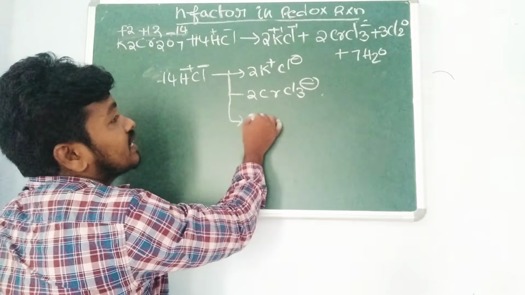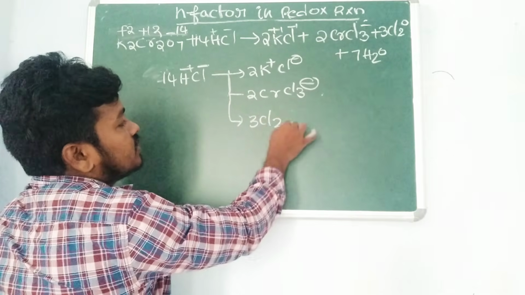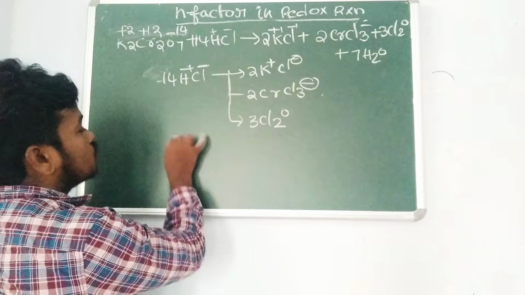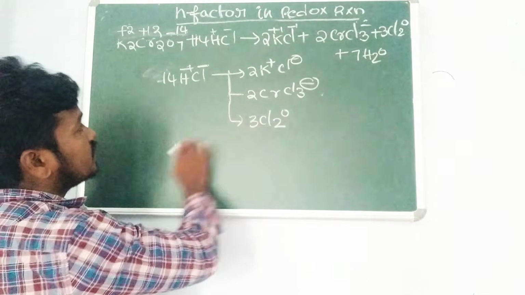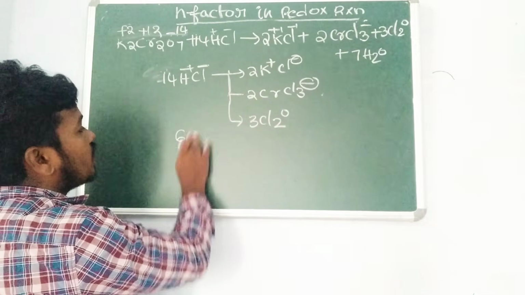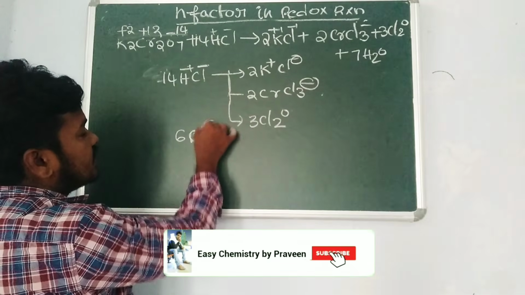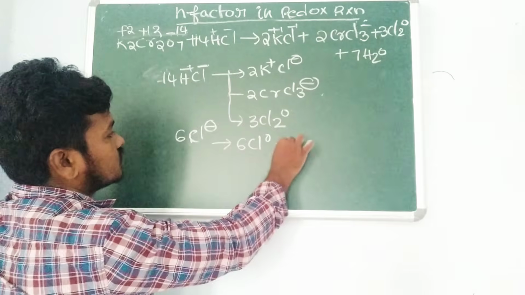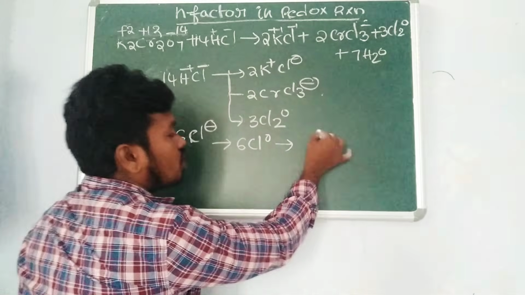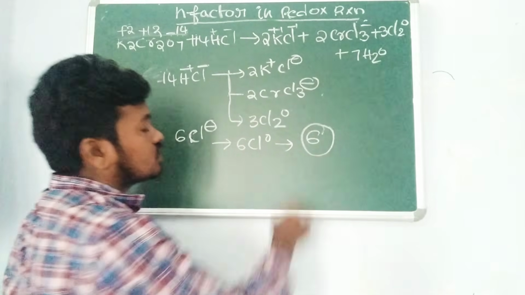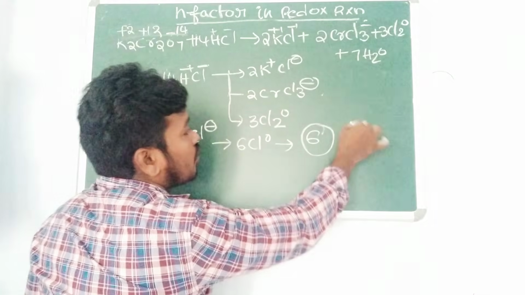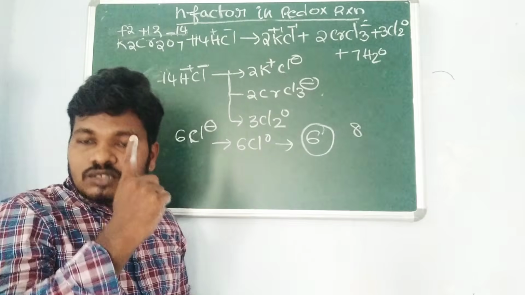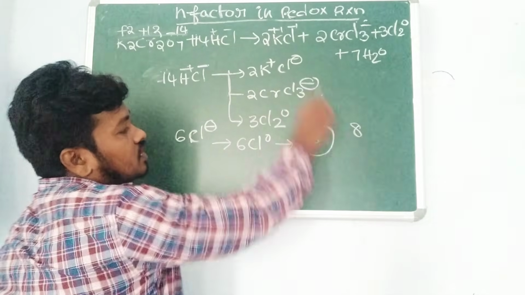What about the remaining 3Cl2 0? 3Cl2 0. That means 6 chlorines. So you can write out of 14. So this means what? 6 Cl minus changes to 6 Cl 0 oxidation state. So what is the change in oxidation state? Only 6 are changing. So out of how many? Out of 8, only 6 are changing by 1. Change in the oxidation state is equal to 1. 8 don't change in any oxidation state.